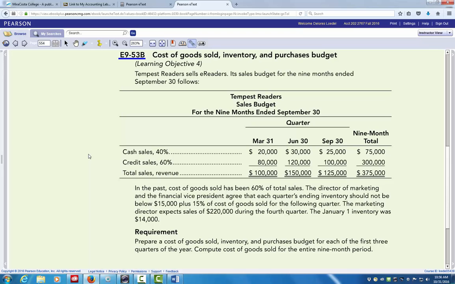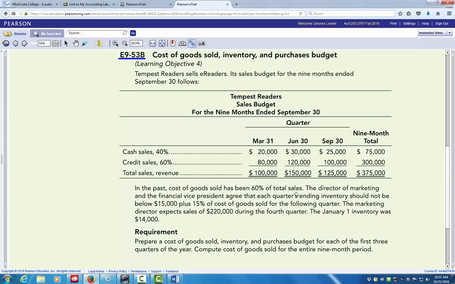So based on this, again, we're looking at learning objective number 4. Based on the information here, we are going to prepare the cost of goods sold, inventory, and purchases budget for each of the first 3 quarters of the year, so of course that's for a 9-month period. They're telling you what the total sales revenue is for each of the 3 periods, and also how cost of goods sold is calculated, 60% of total sales.